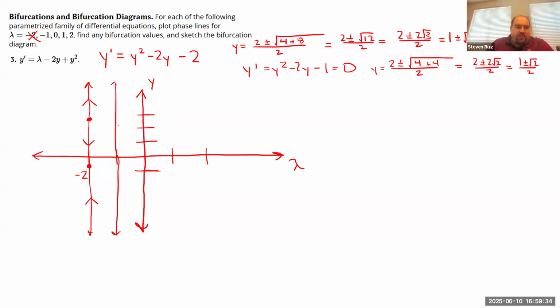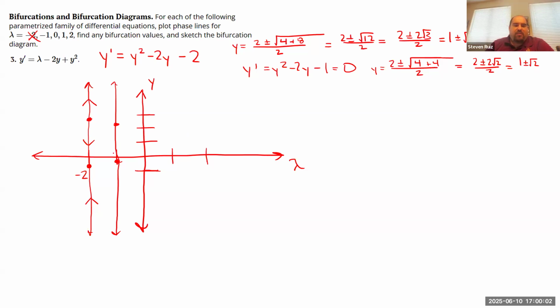Still a little bit bigger than 2. 1 minus radical 2. Hey, hold on. Oh, it's not 1 plus radical. Okay, sorry, that makes more sense. 1 plus or minus radical 2. Okay, so 1 plus radical 2 is about 2.4. 1 minus radical 2 is about negative 0.4, so I have an equilibrium point about there.